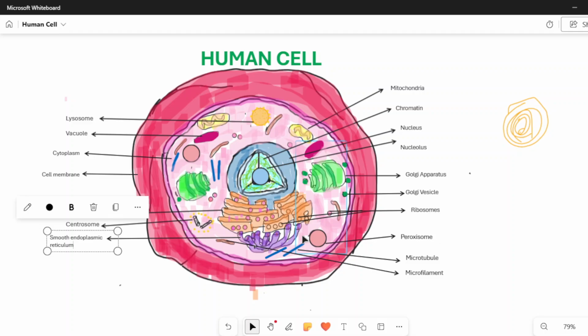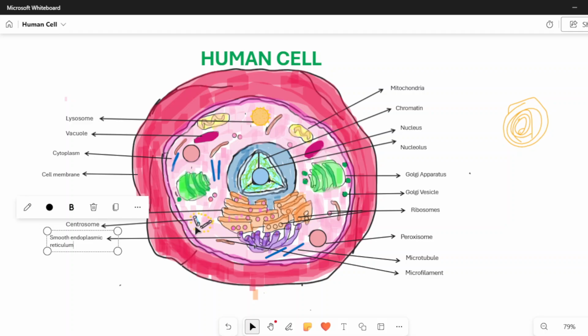So the next organelle you are going to see is the centrosome. If you see the centrosome, it has two centrioles, which are cylindrical structures perpendicular to each other. These will be useful when the cell undergoes division.